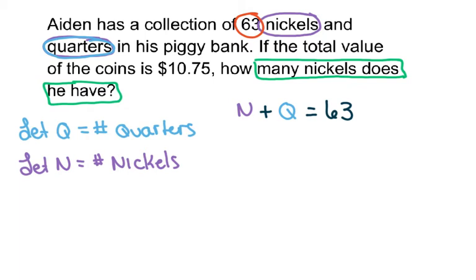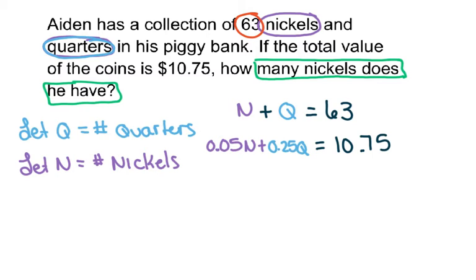Now, it says his total coins is $10.75. So that's going to help me set up my next equation. This next sentence is kind of difficult to figure out what to do because you have to actually use the cost of a nickel. So a nickel is worth 5 cents. So that's 0.05. Whenever you have one about money, you got to think about how much that money is worth. And then the quarter is 25 cents.